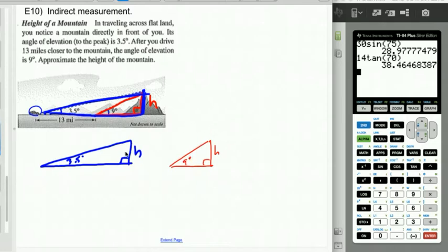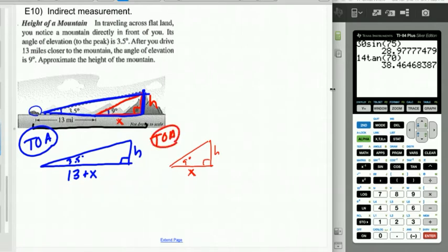The trick here is that I don't know anything about the two hypotenuse values. I do know some stuff about these sides. I don't know this measurement on the red triangle, so I'm going to call this measurement x. What that means is on the blue triangle, this side is the entire 13 plus x. That's tricky. But basically for the blue triangle, I seem to know TOA, the opposite and the adjacent. And for the red triangle, I also seem to know TOA.